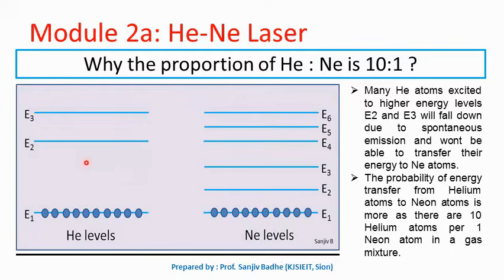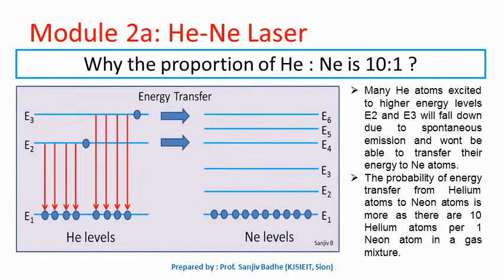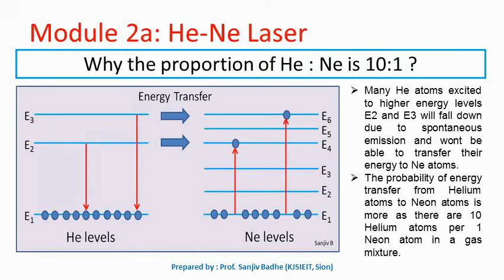So what we have seen here is that many of the helium atoms which have gone to the excited energy levels E2 and E3 fall down due to spontaneous emission and won't be able to transfer their energy to the neon atoms. Only a few of them can transfer their energy to the neon atoms.